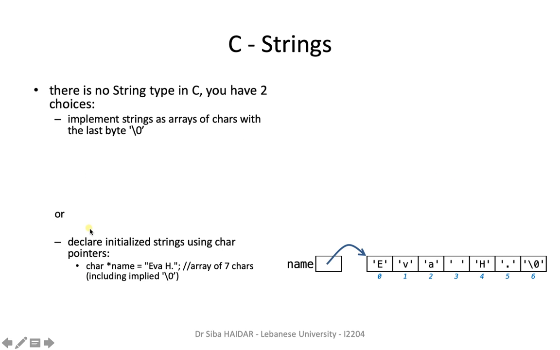For the second choice, instead of declaring an array of characters, you can declare a pointer to characters and then directly follow it by the initialization of this string, which is in this case "eva h." So you will have your string exactly the size of the string you initialized with and with exactly the elements you provided, and name here is also a pointer for this array.